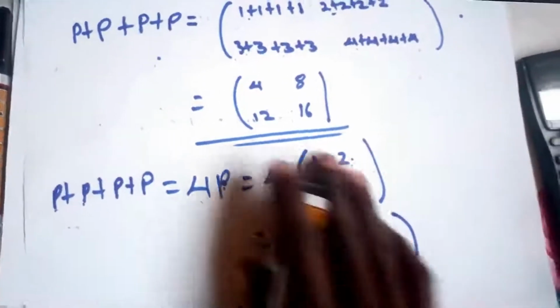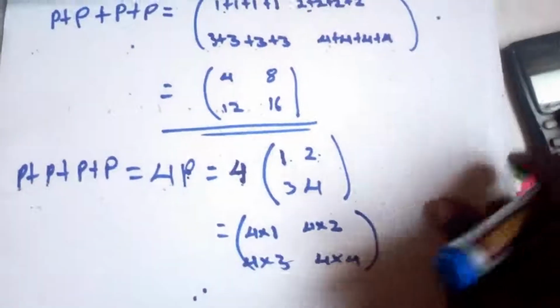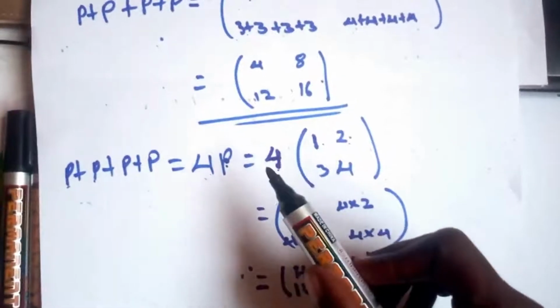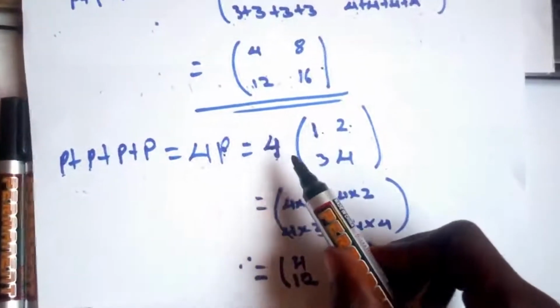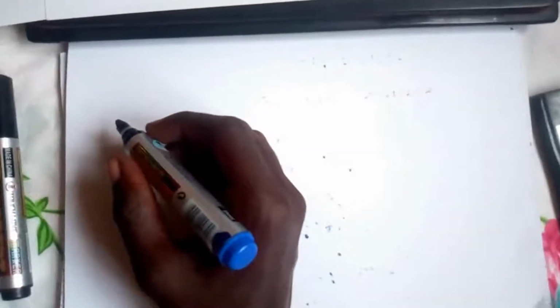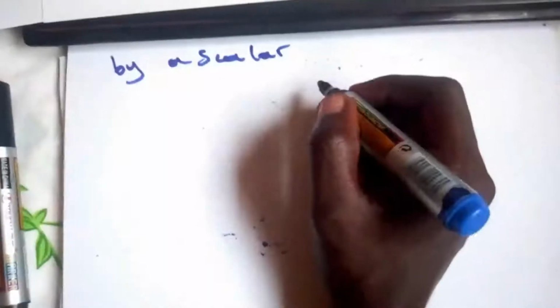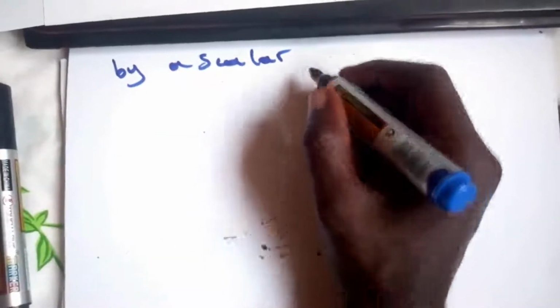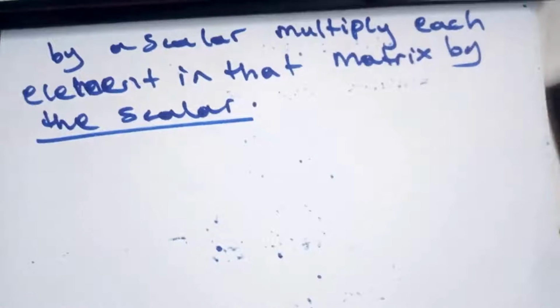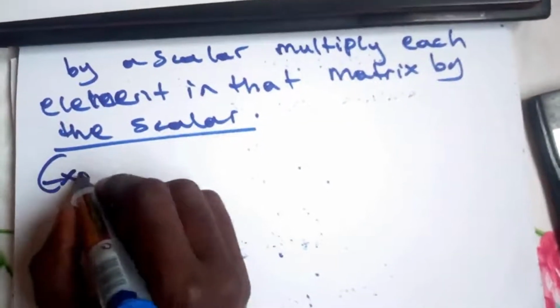You are going to find that the same results we are getting here. To multiply a matrix by a scalar, you simply get that scalar and multiply by each and every entry in that matrix. So we can note down that to multiply a matrix by a scalar or a real number, we multiply each element in a matrix by that scalar. So that is the rule that we are going to be using when we are multiplying matrices by a scalar. Let's have an example there.